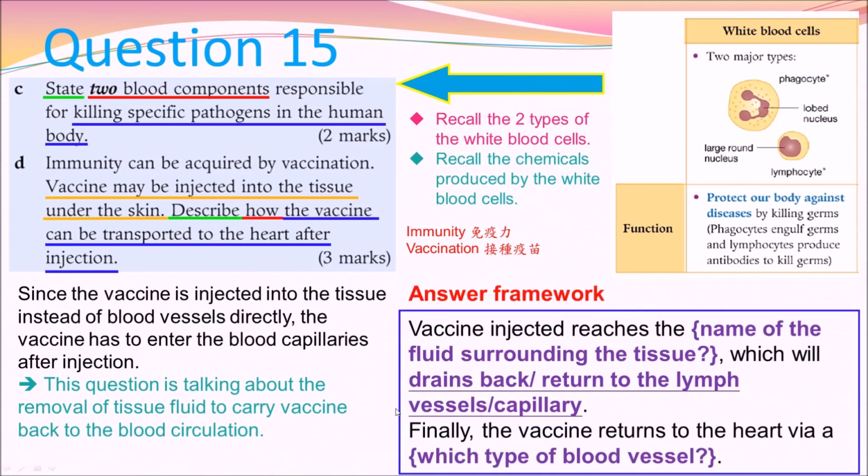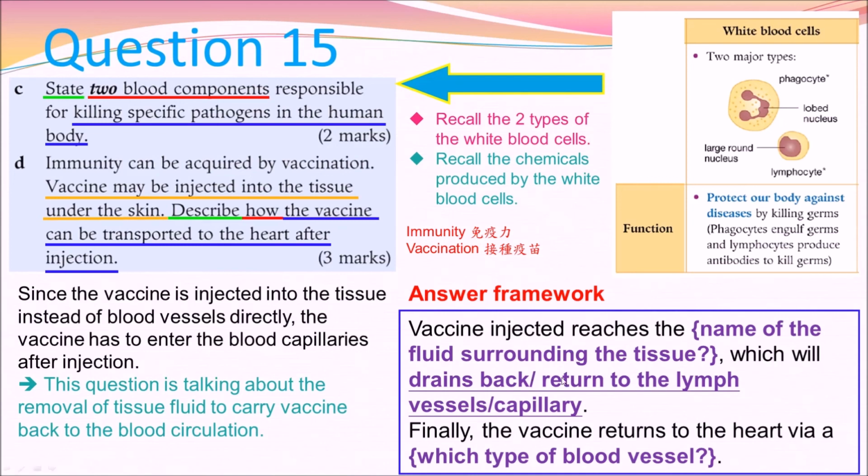So the answer framework will be like this. The vaccine injected reaches what fluid? The name of the fluid surrounding the tissue. I think this name is extremely easy. I just want the name. What type of fluid here? Which will drain back, that means will return to the lymph vessels or go back to the lymph capillary. That's okay.